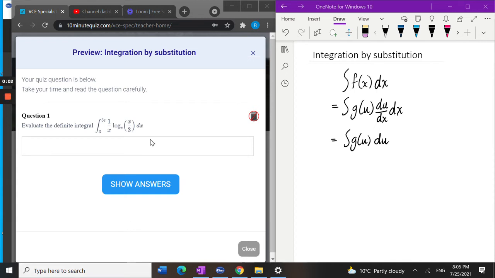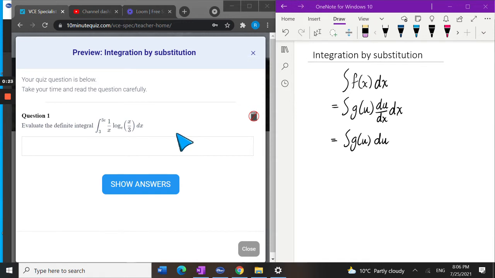This is an integration question where we're not allowed to use our calculator, so we have to do this by hand. The function is the integral of the function 1 over x times the natural log of x over 3, and it's a definite integral with terminals from x equals 3 to x equals 3e.